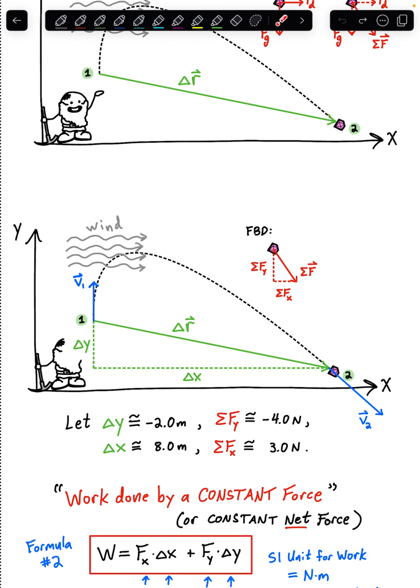Breaking up that displacement vector into components, suppose we have this horizontal displacement, delta x, and this vertical displacement, delta y, so plus 8 meters this way, but a negative 2 meters. That's our vertical displacement, delta y. And then we'll give these values for our force components. The net force in the x direction is 3 newtons to the right, and then negative 4 newtons pushing down. So that's negative 4 newtons from gravity down and positive 3 newtons from the wind to the right.